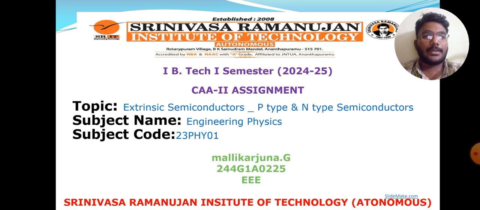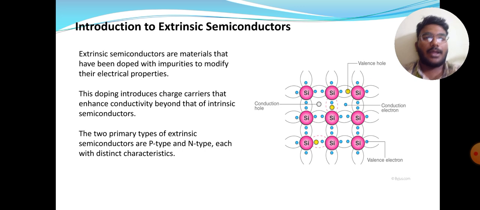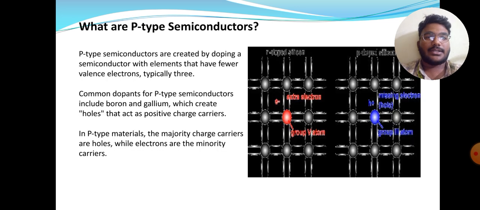Today, I am explaining the topic: extrinsic semiconductors, P-type and N-type semiconductors. Introduction to extrinsic semiconductors. Extrinsic semiconductors are materials that have been doped with impurities to modify their electrical properties. This doping introduces charge carriers that enhance conductivity beyond that of intrinsic semiconductors. The two primary types of extrinsic semiconductors are p-type and n-type, each with distinct characteristics.